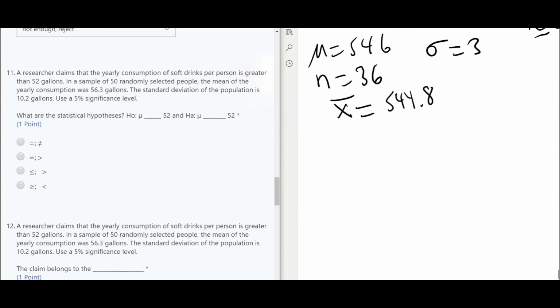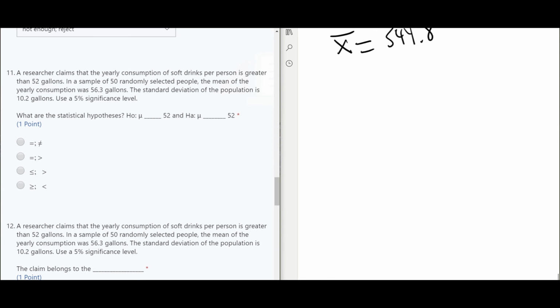Number 11. This was a brand new question. A researcher claims that the yearly consumption of soft drinks per person is greater than 52 gallons. In a sample of 50 randomly selected people, the mean of the yearly consumption was 56.3. The standard deviation is 10.2 gallons. Use a 5% significance level.